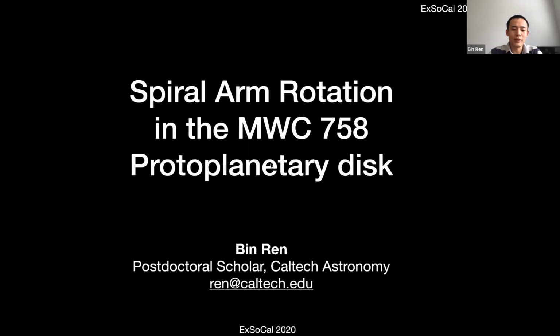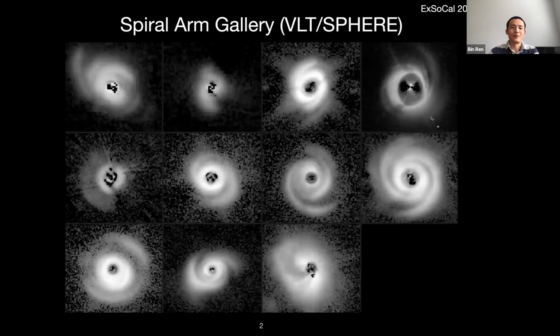So my topic is on spiral arm motion. And the first thing is, of course, what is a spiral arm? Here is a gallery of the spiral arms that have been discovered by the SPHERE instrument on the Very Large Telescope, and they are in protoplanetary disks. So the first question when people see these spiral arms is to ask, what is causing them?